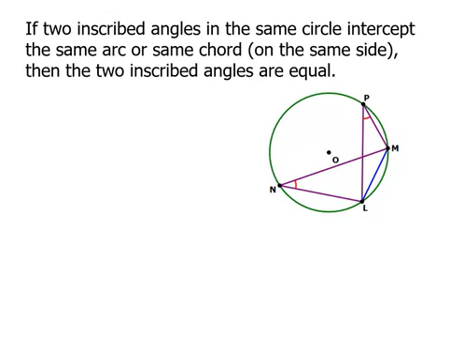If two inscribed angles in the same circle intercept the same arc or the same chord on the same side, then those two inscribed angles have to be equal to each other. So here those two angles, LNM and LPM, those two angles are equal.